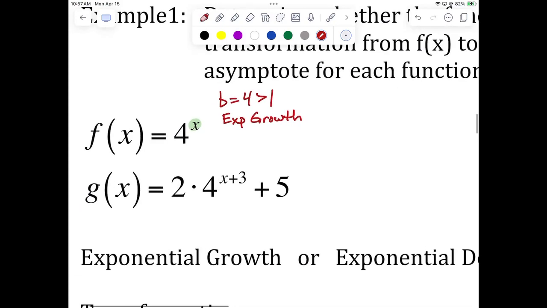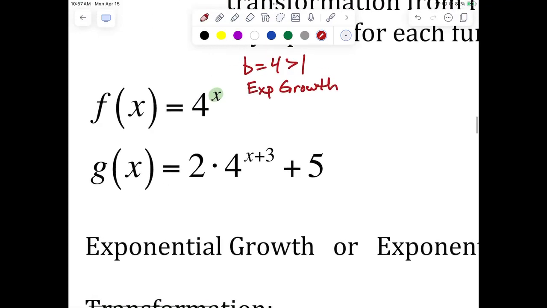All right, let's look at g of x. Is g of x in standard transformation form? It is. So let's list the transformations from left to right. What is the 2 going to do to this graph and any graph? Vertical stretch by a factor of 2. Same as it would do for any other function.